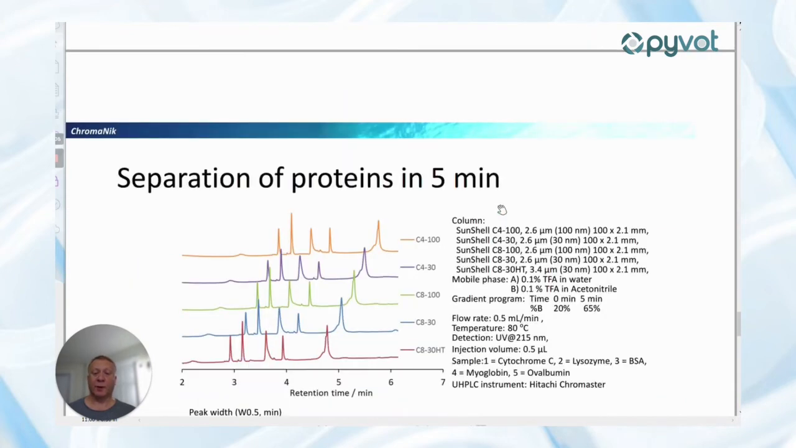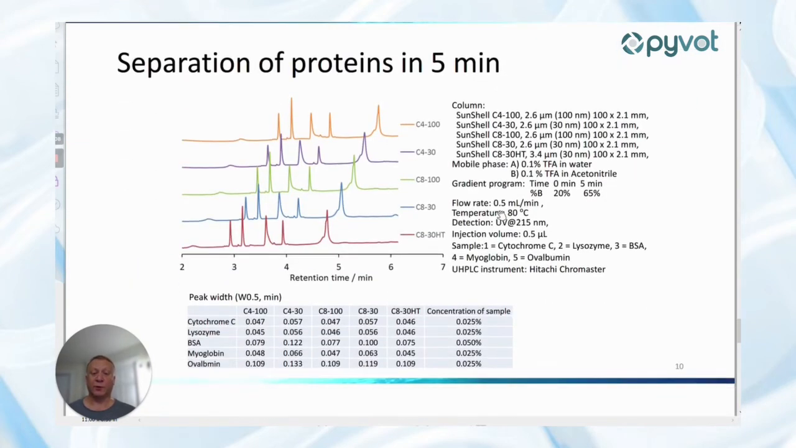Now going down, we're going to look at separation of proteins, looking at different columns that we had highlighted here. We'll look at separation of proteins in 5 minutes, then we'll look at separation of proteins in 60 minutes. If you look at this table, you can see the C830 high throughput column. And remember, this has a 3.4 micron particle size. This shows a smaller peak width for each protein.